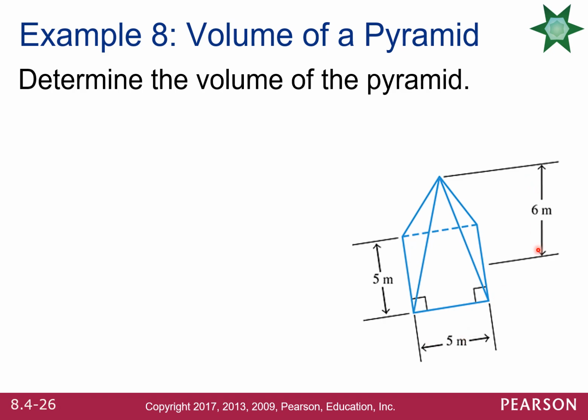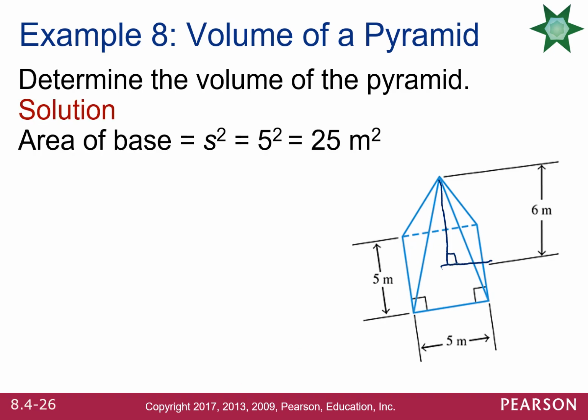And the height of the pyramid, remember, always has to be perpendicular. So this isn't the height of the pyramid. The side of this triangle is not the height of the pyramid. The height will be from the center point of the square all the way up, rising perpendicularly, that means rising at a 90-degree angle.